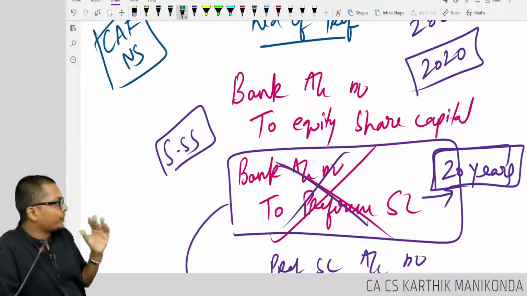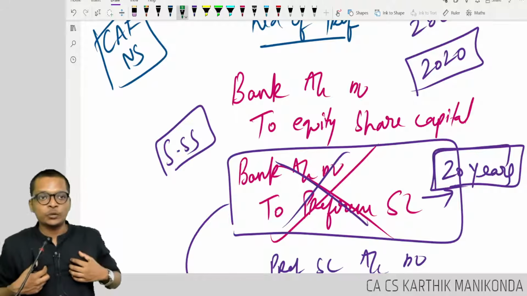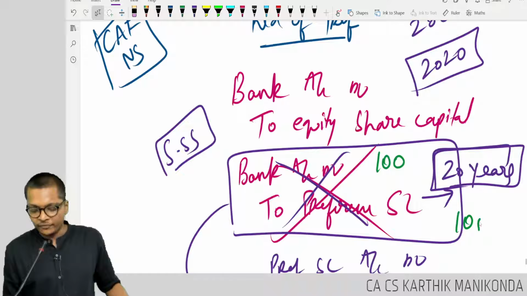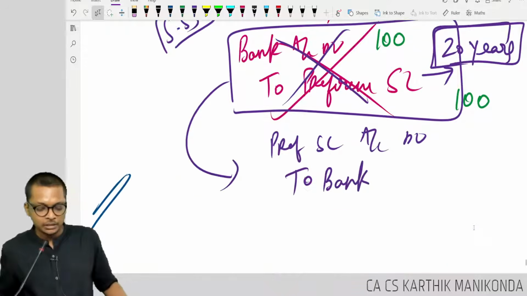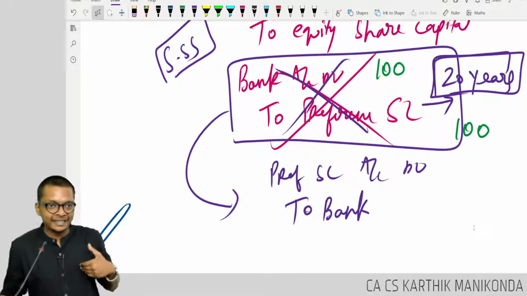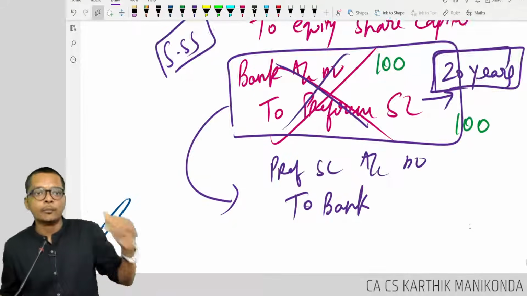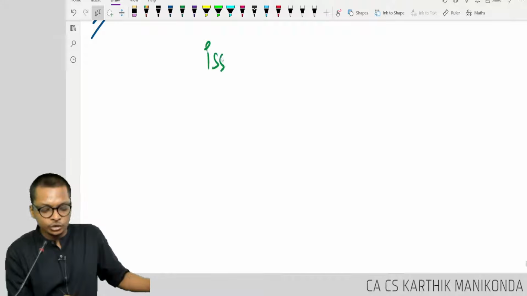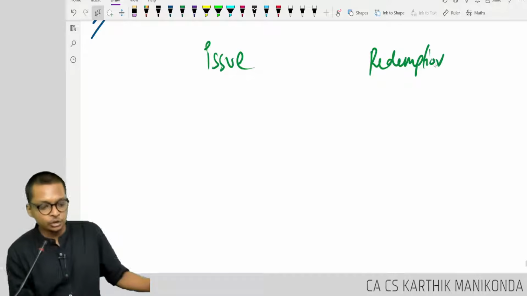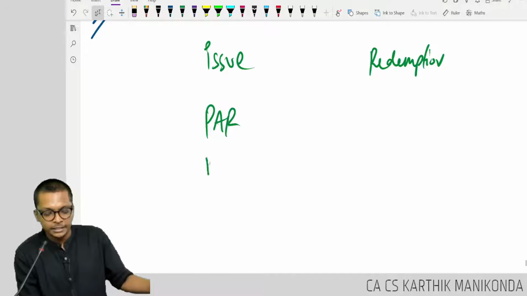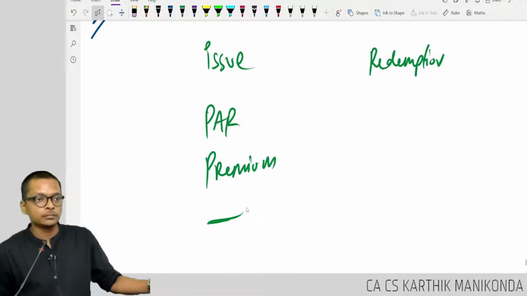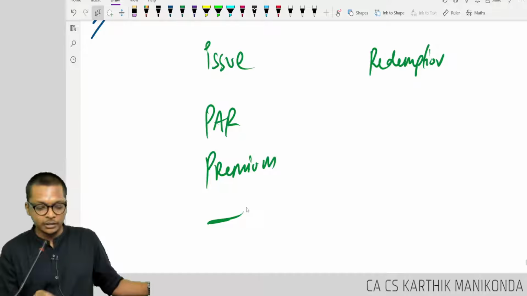Bank account to preference share capital. Let's say I am issuing preference shares at par. Bank account debit 100 to preference shares 100. When I repay, will I repay 100? I can repay 100 or I can repay more. That means issue and redemption. Issue can happen at par. Issue can happen at premium. Discount is not allowed. Correct. Issue of shares at discount is not allowed.